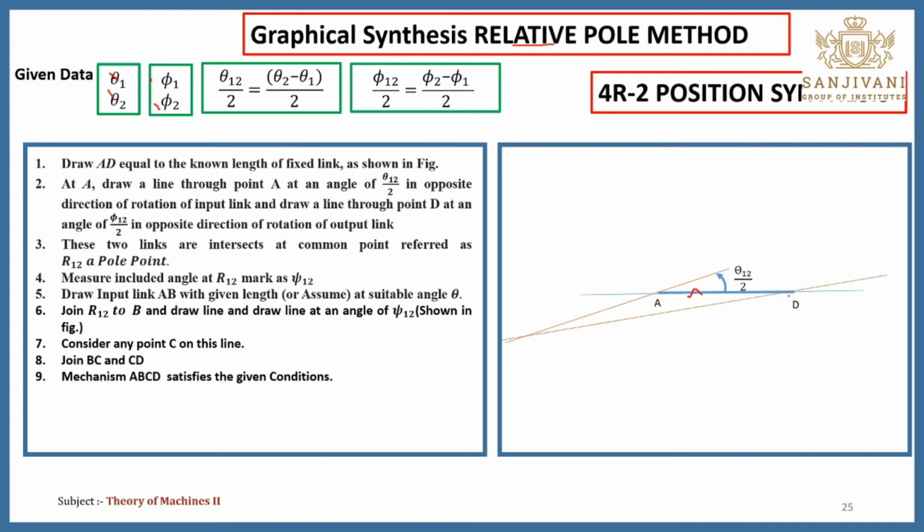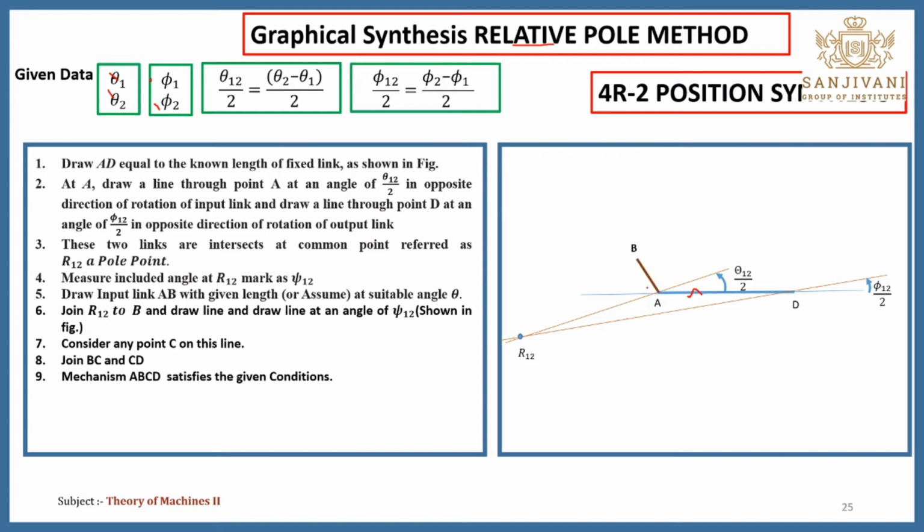Again, from this point D, you have to take the angle phi 1,2 by 2. These two intersect at a common point, and that common point is R12, which is called the relative pole for these two links, input link 1 and 2.